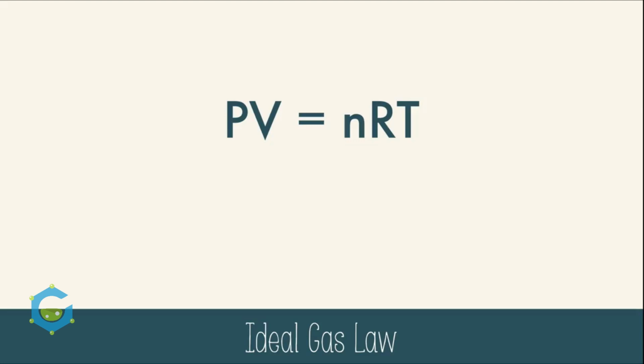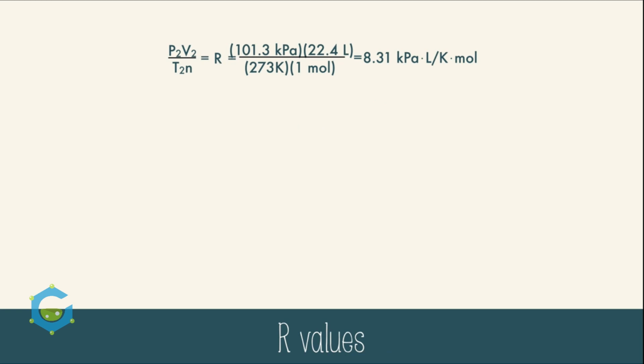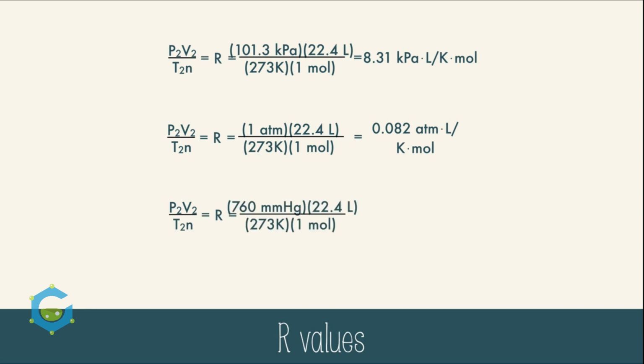Let's talk about what R is exactly. Remember, the R value is created from the equation set to STP values. So we plug in the values of pressure, the volume of a mole at STP, and the temperature at STP. And we get our results, like this one, 8.31 kilopascal liters per Kelvin mole. But there are different R values for different pressure values, so make sure that you check your problem to see which units you need to use.